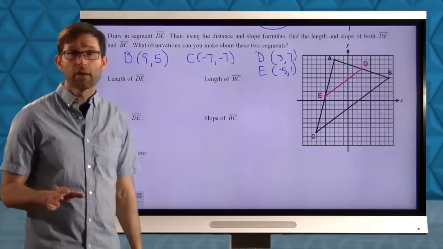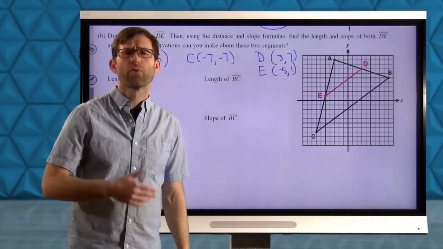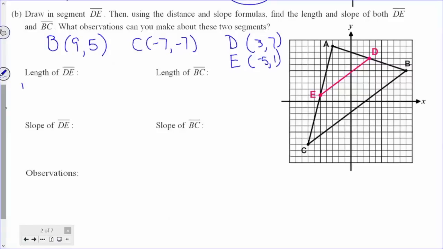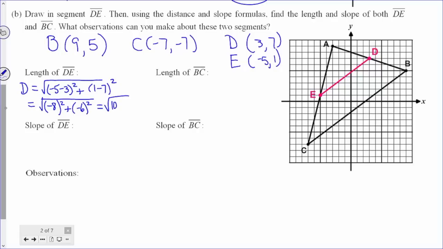All right, now that should have taken you a while. It takes a little bit to just crank through all the numbers. So let's go through them. The length of DE, here we go, the distance formula. The square root of -5 minus 3 squared plus 1 minus 7 squared. All right, that'll be -8 squared plus -6 squared. That ends up being the square root of 100, which simplifies nicely, and that's 10.